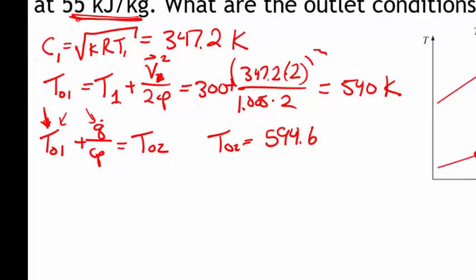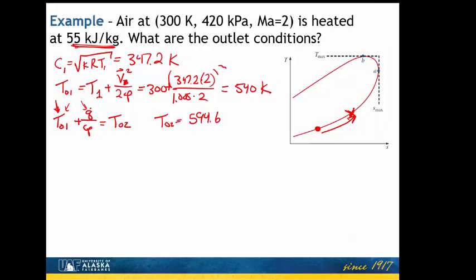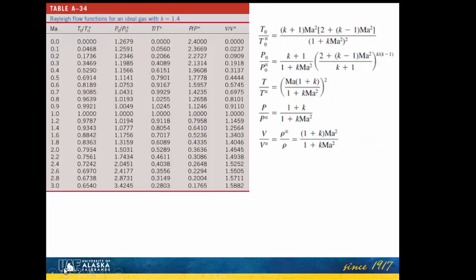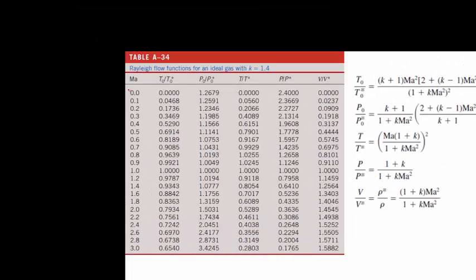This is where the Rayleigh tables come in. Let's look at the Rayleigh table and see what's on here. This is the very last table in the book, Table A34. On the left-hand side, we have Mach 0 to 3. You can think of these as all the points along that curve. If I think of my curve for T and S, I'm going in this direction, and these points are all just points on this curve.